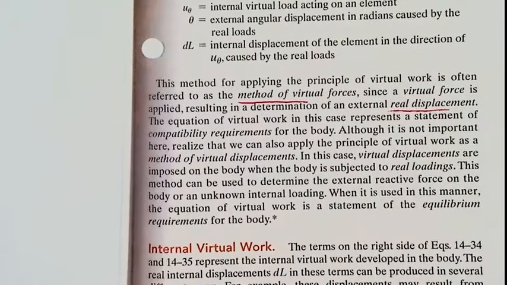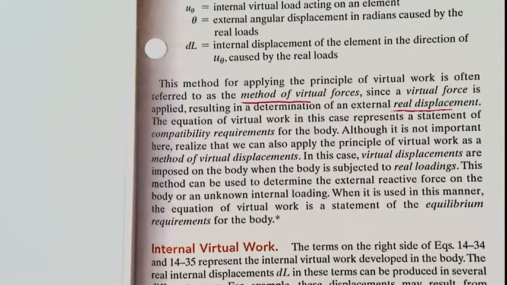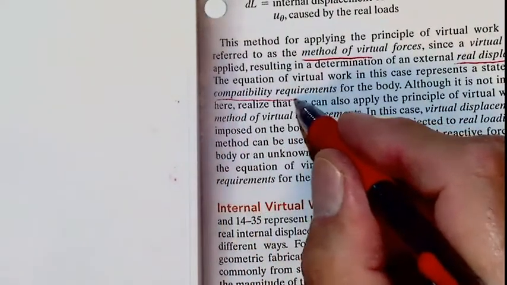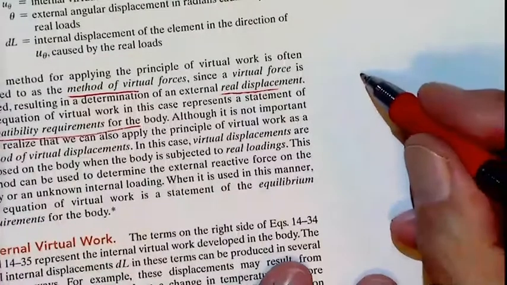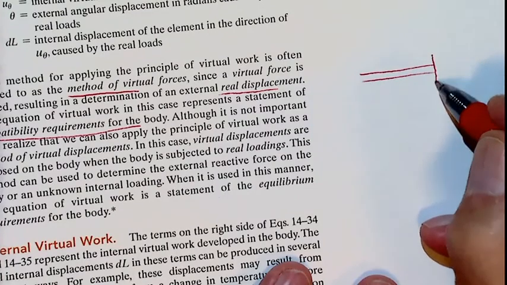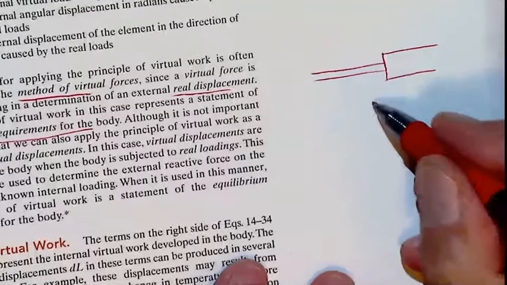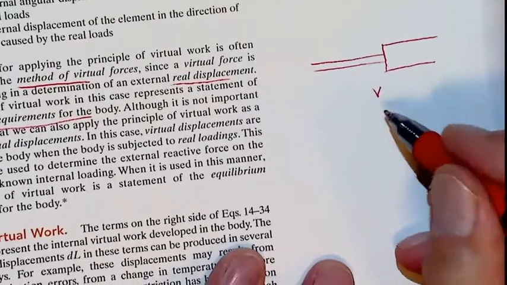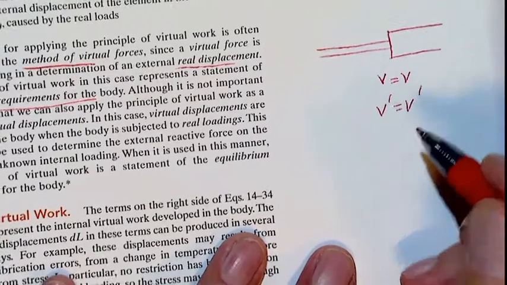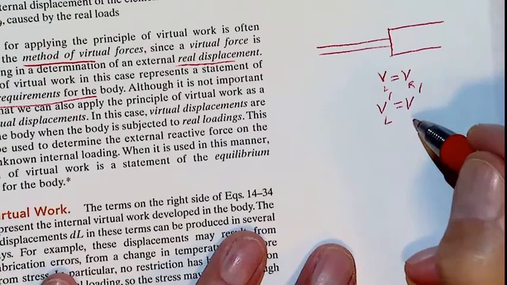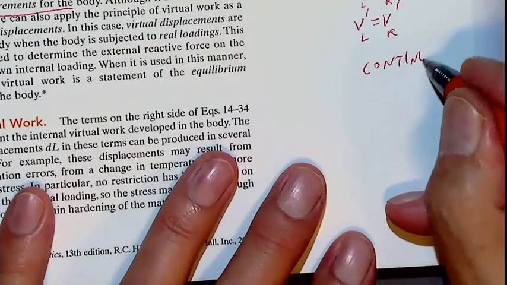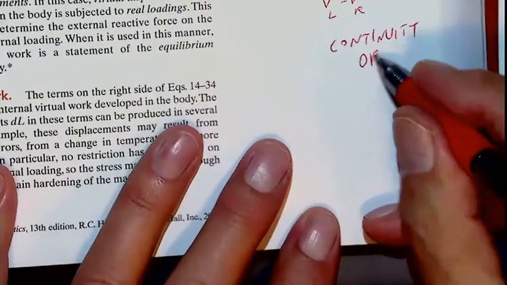This equation of virtual work, in this case, represents a statement of compatibility requirements of the body. Now, what is compatibility? An analogous thing we had, for example, in project 2. There we said V from the left equals V from the right, and then V prime equals V prime, left and right. These were compatibility or continuity conditions.